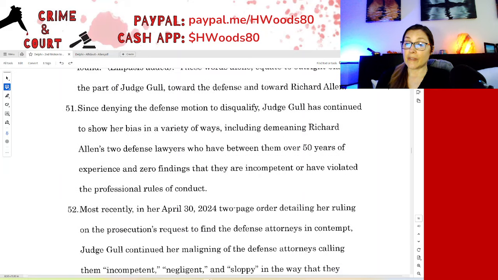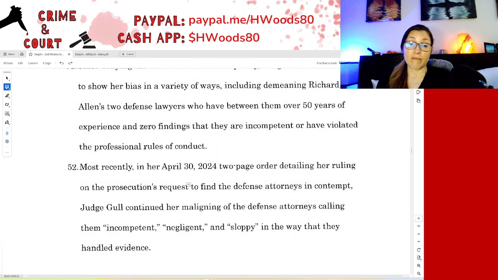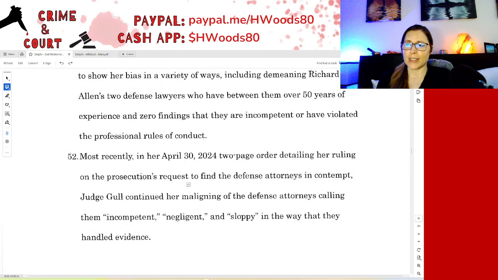Number 51. Since denying the defense motion to disqualify, Judge Gull has continued to show her bias in a variety of ways, including demeaning Richard Allen's two defense lawyers who have between them over 50 years of experience and zero findings that they are incompetent or have violated the professional rules of conduct. So they've got like a squeaky clean record, and McClelland's trying to get them for contempt and stuff.